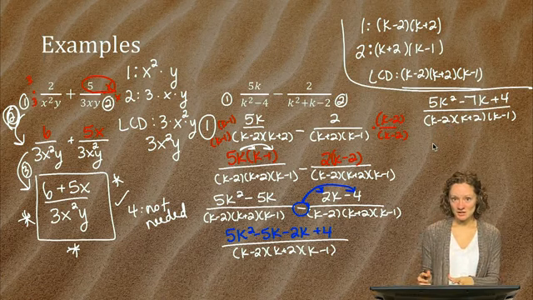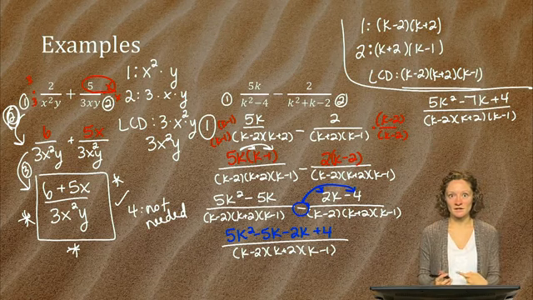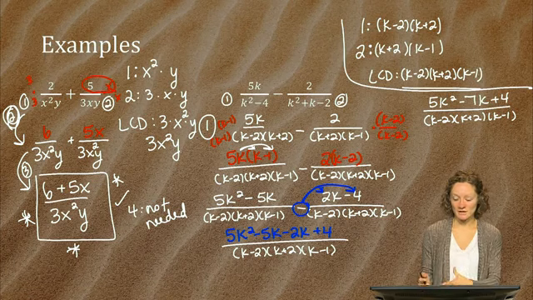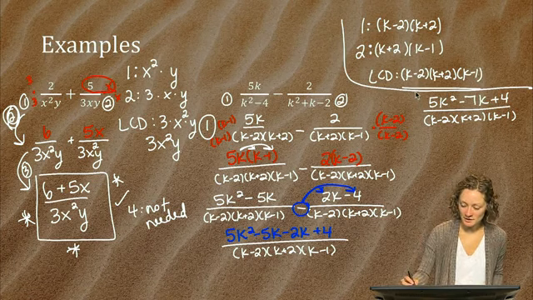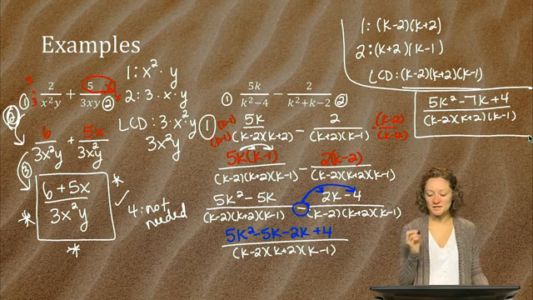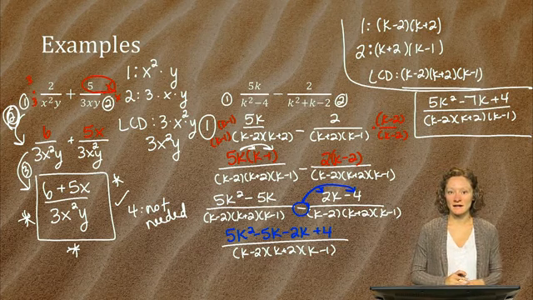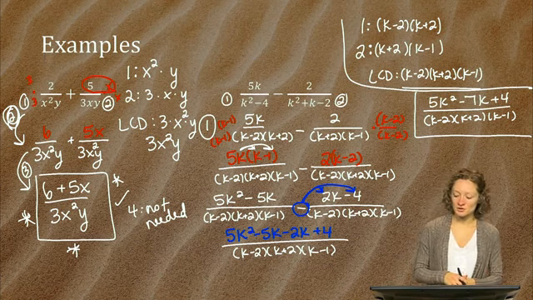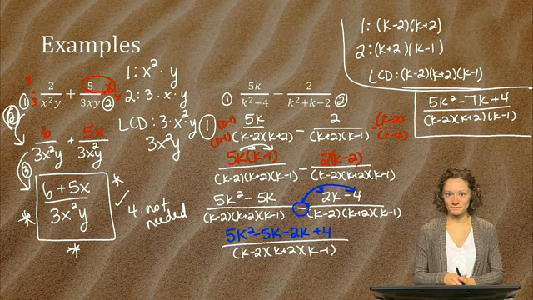The point in this section is not to linger on the how of factoring, but on the new process that we're learning of actually adding and subtracting. So this numerator does not factor, and nothing is the same with the denominator, so this is your final simplified answer. 5k squared minus 7k plus 4 all over k minus 2, k plus 2, k minus 1.